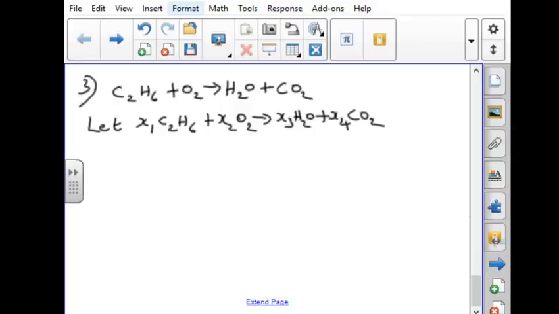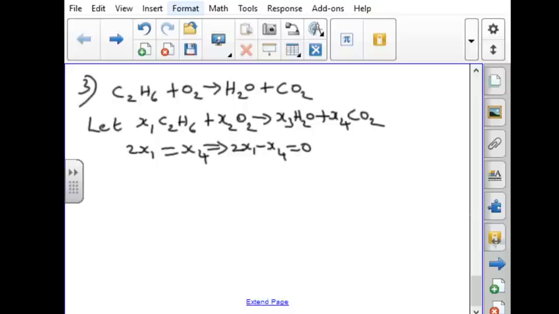To frame equations, first we will see the carbon atom. Carbon here is 2, so we take it as 2x1, and here we don't have carbon, and here no carbon, and here C is 1, therefore this is equal to x4. So this gives you 2x1 minus x4 is equal to 0.